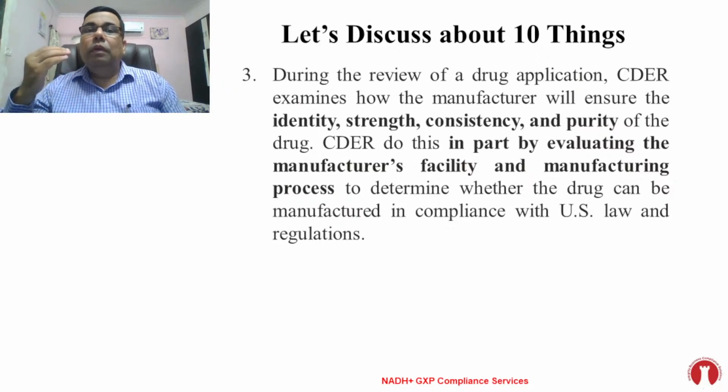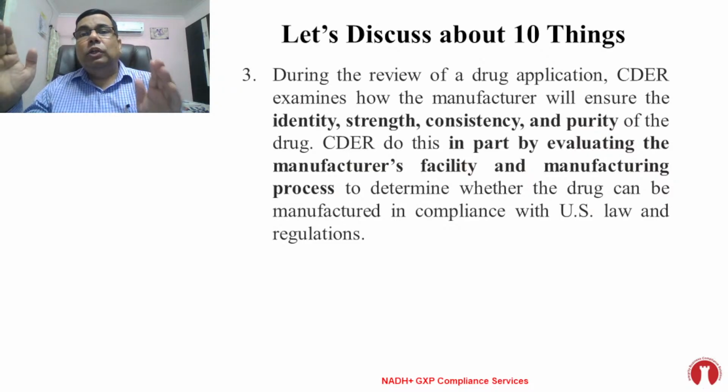CDER does this in part by evaluating the manufacturer's facility and manufacturing process to determine whether the drug can be manufactured in line with United States law and regulations. So what is the United States law and regulations? It is nothing but 21 CFR part 210 and 211. This is the law given by the FDA, United States law, the Code of Federal Regulations, part 210, 211, that we need to comply with.